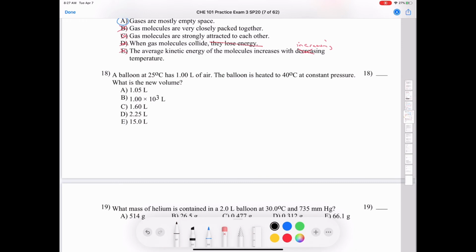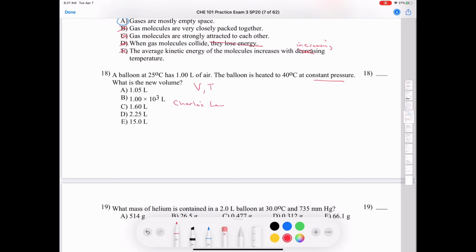Number 18. It says we have a balloon at 25 degrees Celsius and it has 1.00 liters of air. The balloon is heated to 40 degrees Celsius at constant pressure. What is the new volume? So right now we're dealing with volume and temperature. We see that the number of moles isn't changing, and we're also told that the pressure isn't changing, and thus we're going to have to apply Charles' law.